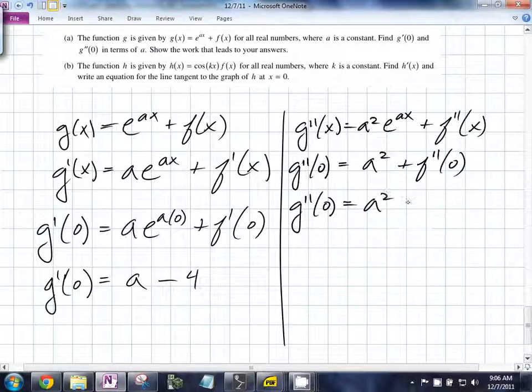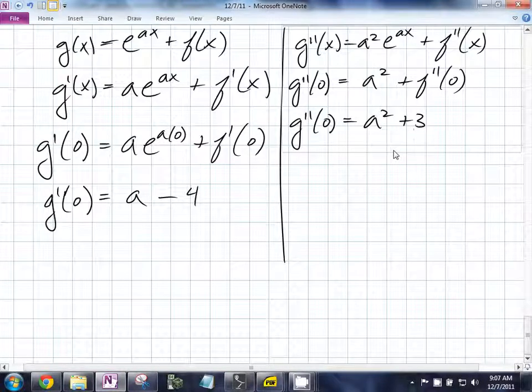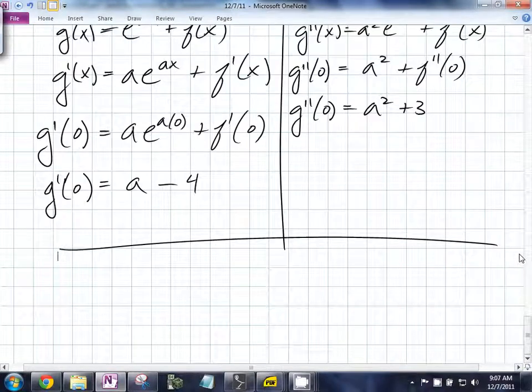That's it. Done. The function h is given by h of x is equal to that thing for all real numbers, where k is a constant. Find h prime and write an equation for the line tangent to the graph of h at x equals 0. To write the equation for a line, you need what and what? Point and a slope, and then you're done. They're giving you the x value, so they need to find h prime. They're telling you to find h prime, and they're telling you that h of x is cosine kx times f of x, right?